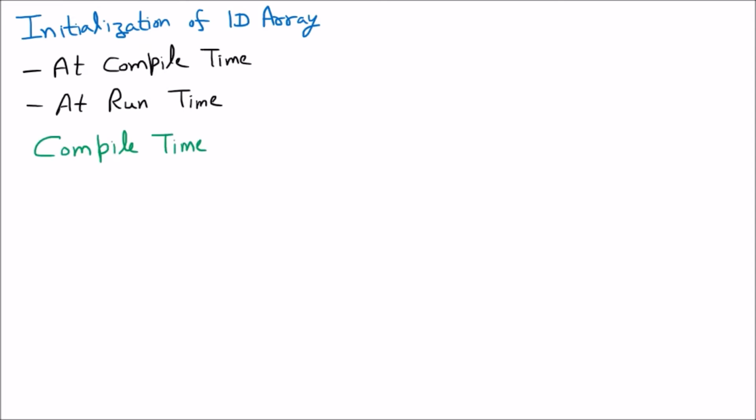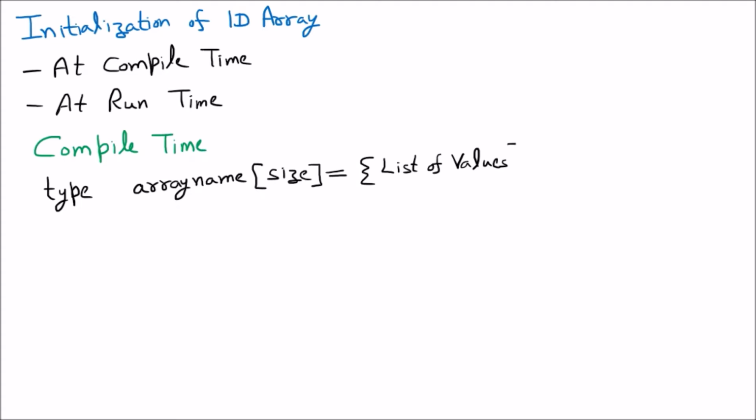Now there is a syntax that we have to follow to initialize the array. First we give the type, then we give the array name. In the bracket we give its size, and we provide the equal to, and in the curly brackets we give the list of values. So that is the syntax of initializing the array at compile time.